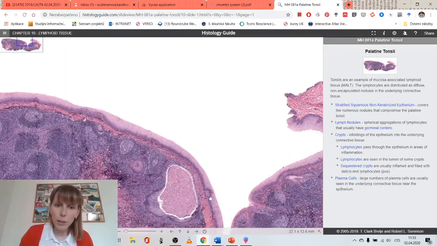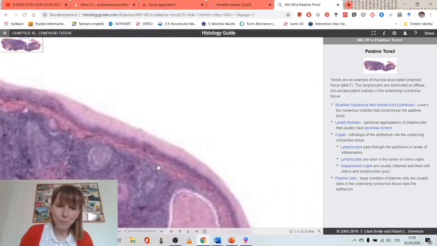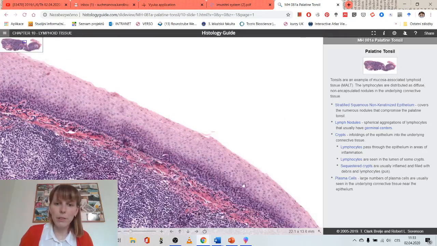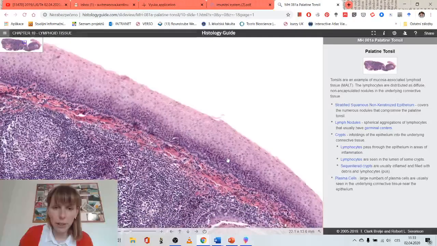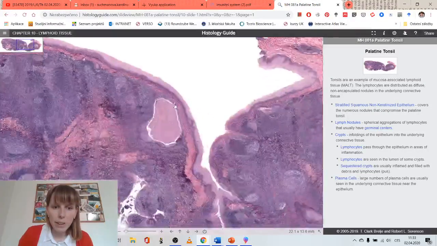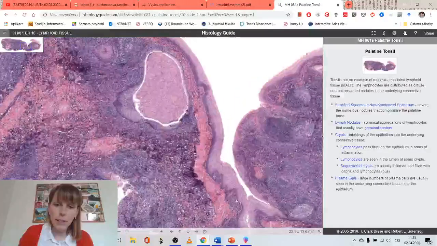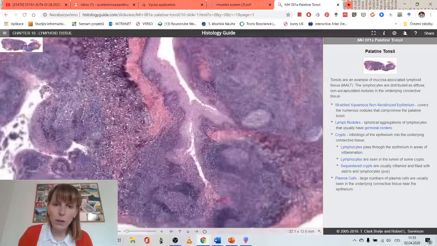So if I zoom in to the surface here, I will see beautiful stratified squamous non-keratinizing epithelium. This could remind you of the esophagus, for example. So we saw this kind of epithelium in the esophagus. So stratified squamous non-keratinizing, and it's going in here into the tissue in these crypts. So that's an invagination, the epithelium is still lining this part, and it's called the crypt.